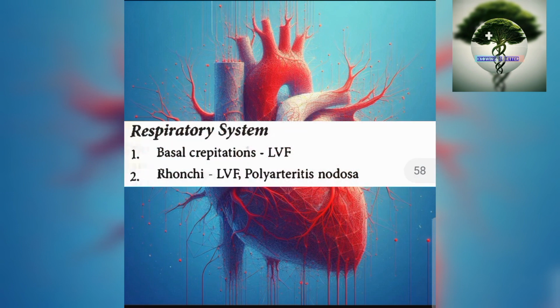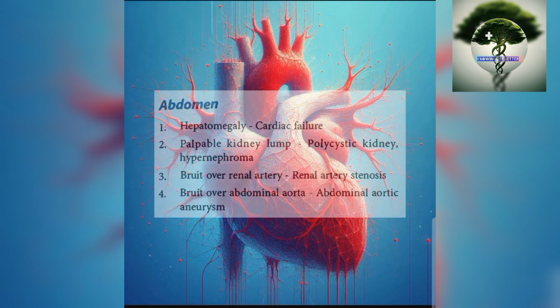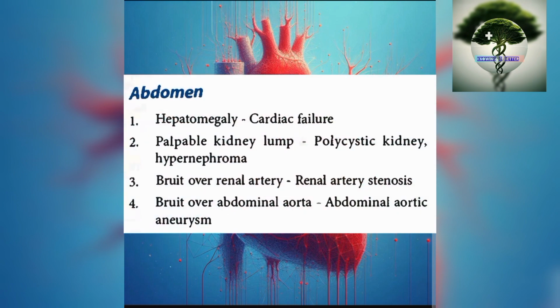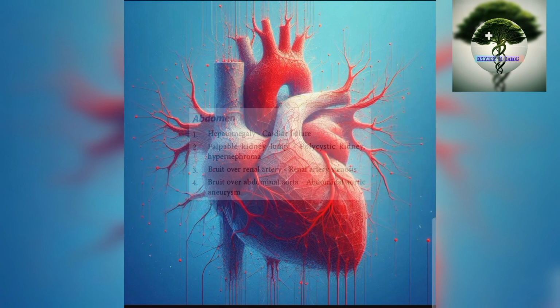In case of respiratory system, we can get basal crepitations due to left ventricular failure and rhonchi in case of polyarteritis nodosa as well as left ventricular failure. Abdominal examination. On abdomen examination, we will get hepatomegaly in case of cardiac failure patients. We can get palpable kidney lump in case of polycystic kidney disease or hypernephroma. Bruit over renal artery is an important sign in case of renal artery stenosis. And bruit over abdominal aorta is an important sign in abdominal aortic aneurysm.